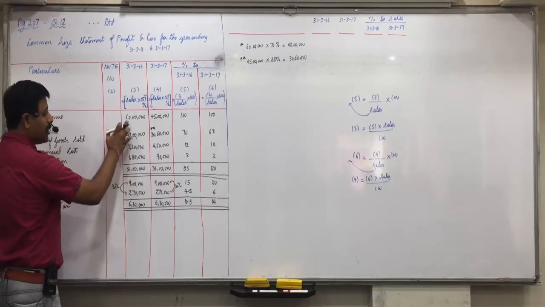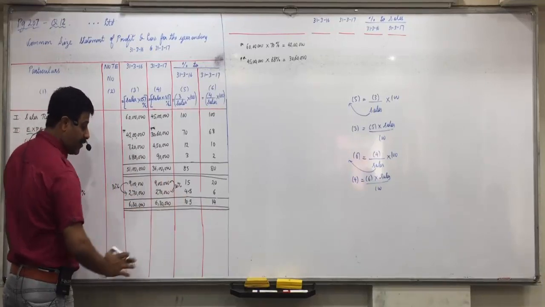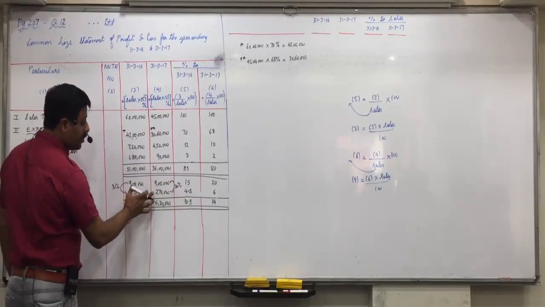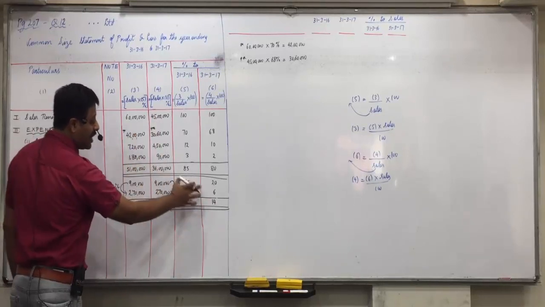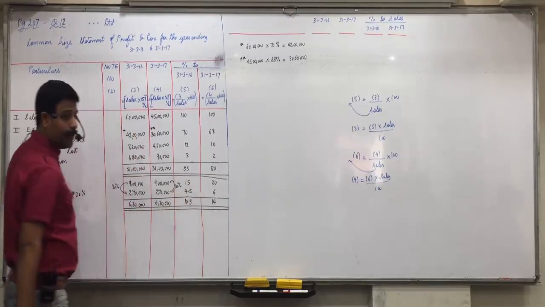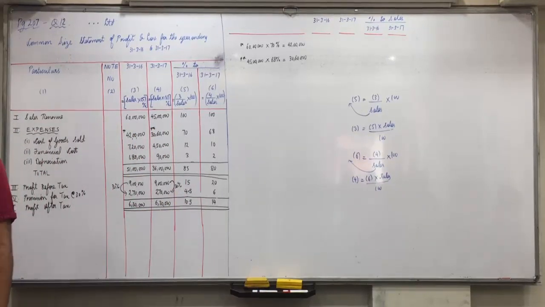So 2,70,000 upon 60 lakhs into 100, 4.5. 6,30,000 upon 60 lakhs into 100, 10.5. Again 2,70,000 upon 45 lakhs into 100, 6. 6,30,000 upon 45 lakhs into 100, 14. Did everyone understand this? Yes, sir. Anyone having any doubt in it?